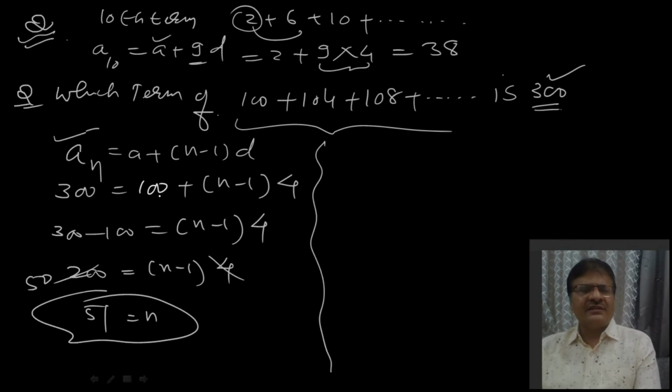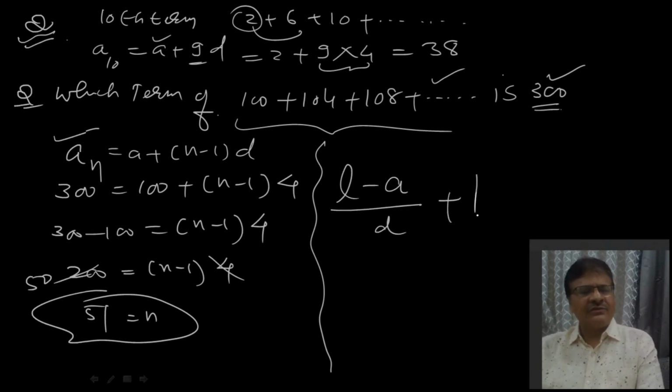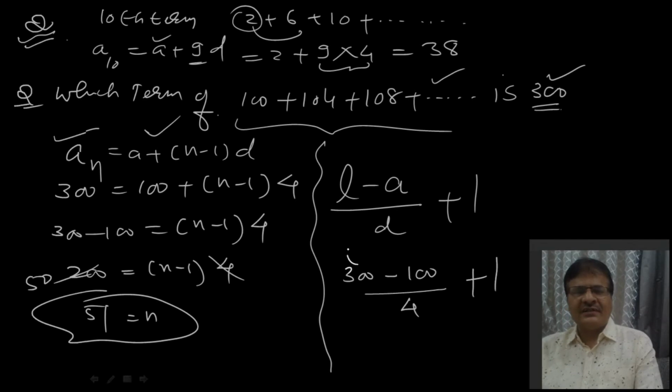Don't do all these things. I will explain a better way to get the value of n. Apply this formula: last term minus first term upon common difference, plus 1. You will get it directly, and this is derived from this only. What is the last term here? 300. What is the first term here? 100. Divided by what is the common difference here? 4. Then plus 1. You will get the answer directly. 300 minus 100, 200. 200 divided by 4, 50. 50 plus 1, that is 51, is my answer. That way we can determine it.